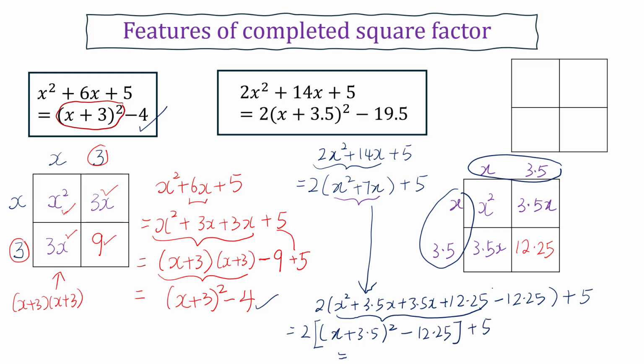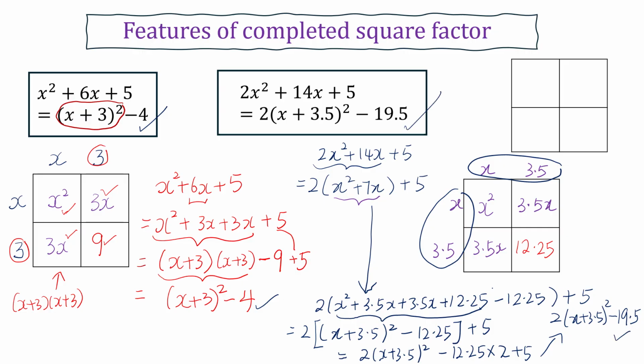And I need to multiply the 2 into our huge square bracket. So that will give us 2 bracket x plus 3.5 squared minus 12.25 times 2, then plus our sidekick. So you will end up getting, use a calculator to work it out, minus 19.5, which is the answer that I have shown there.